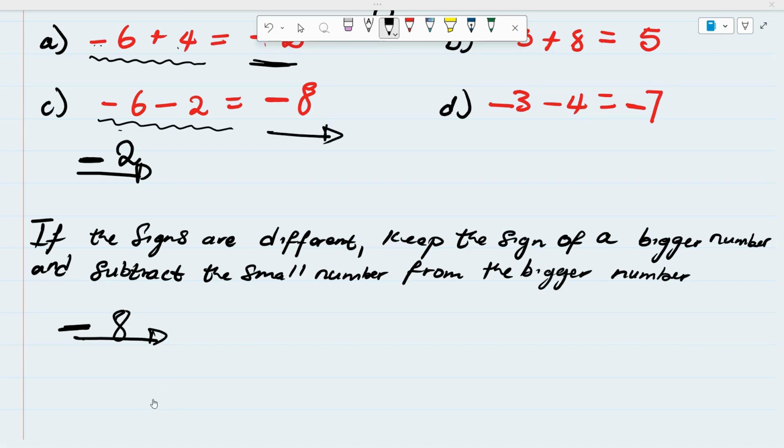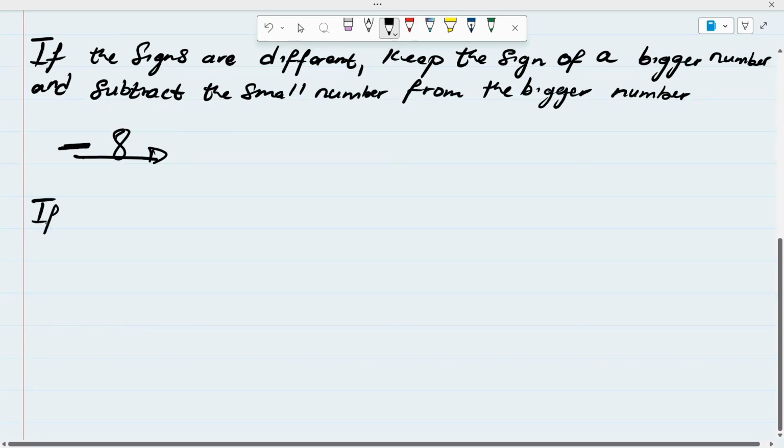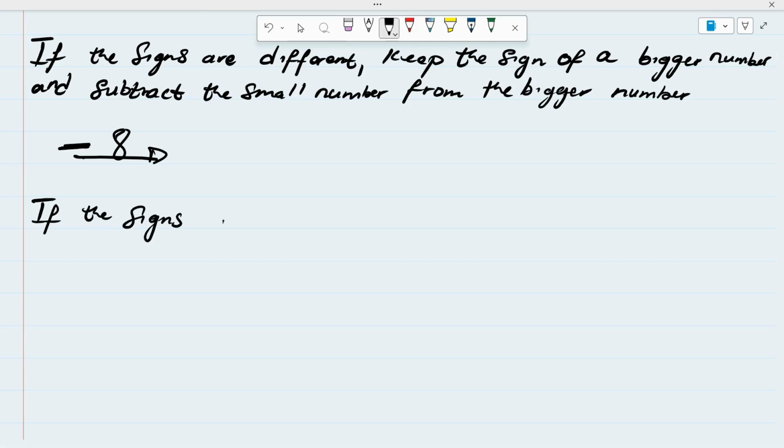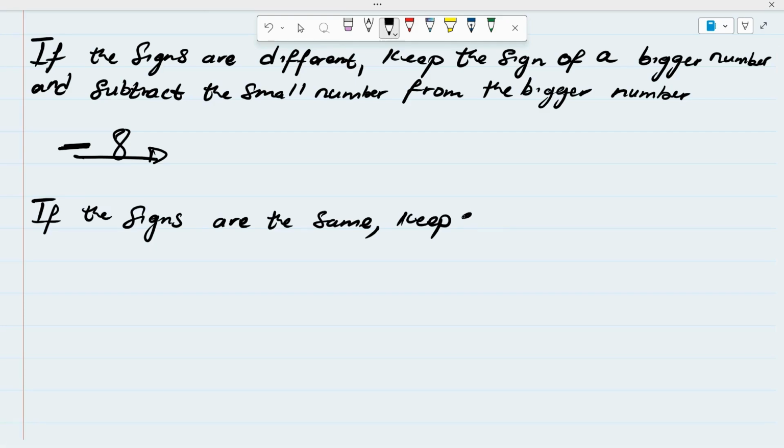Let me put it in writing. If the signs are the same, then keep the sign, the common sign, and add the numbers.